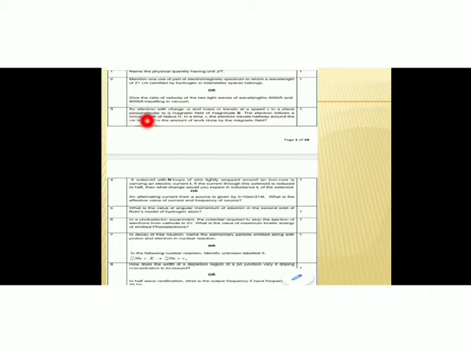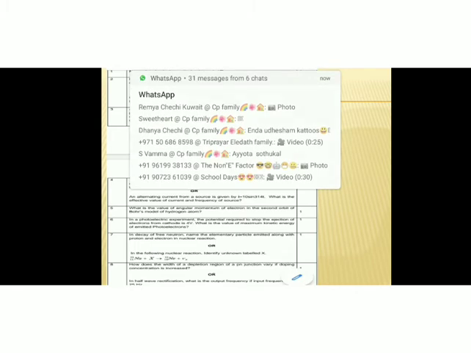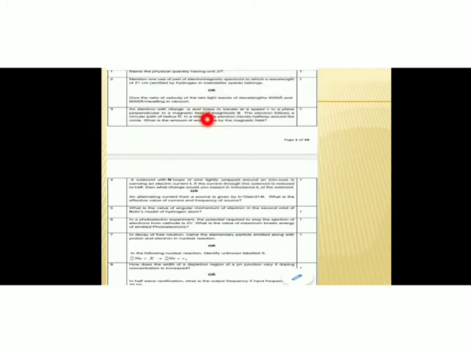Then let's go to the next question. An electron with a charge -e and mass m travels at a speed v in a plane perpendicular to a magnetic field of magnitude B. The electron follows a circular path of radius capital R. In a time small t, the electron travels halfway around the circle. What is the amount of work done by the magnetic field?